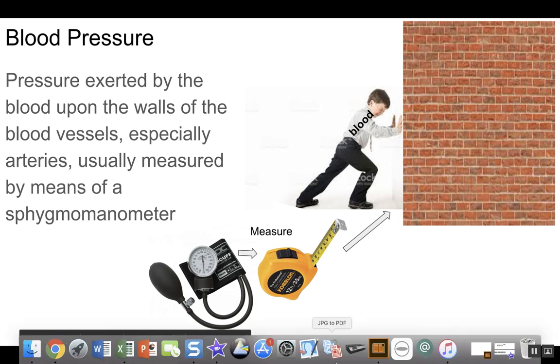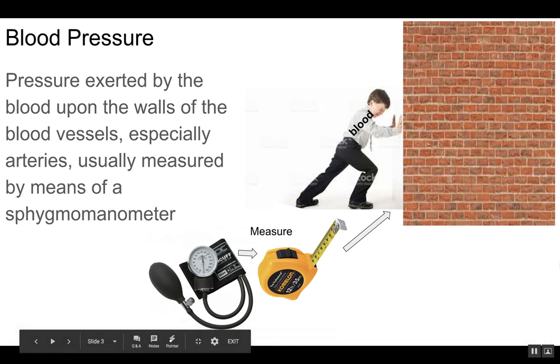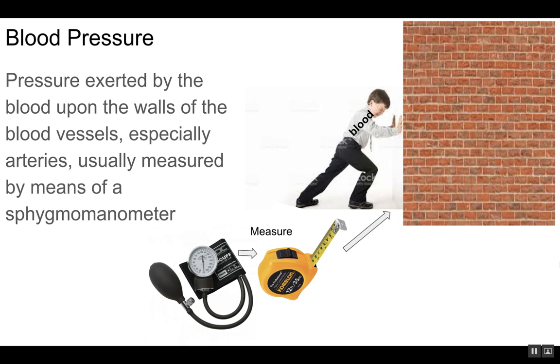Next vocabulary word here is blood pressure. Blood pressure is the pressure exerted by the blood upon the walls of the blood vessels, especially arteries, usually measured by means of a sphygmomanometer. That's a big word there, sphygmomanometer. Try it again one more time. Sphygmomanometer. That's this thing right here, that cuff that goes around your arm when you go to the doctor. Its job is to measure the pressure.